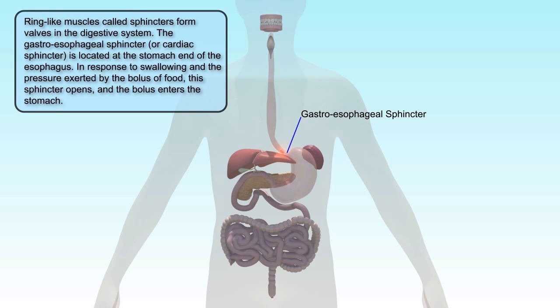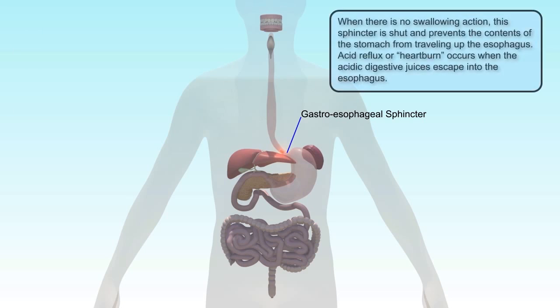Ring-like muscles called sphincters form valves in the digestive system. The gastroesophageal sphincter is located at the stomach end of the esophagus. In response to swallowing and the pressure exerted by the bolus of food, this sphincter opens and the bolus enters the stomach. When there is no swallowing action, this sphincter is shut and prevents the content of the stomach from traveling up the esophagus. An acid reflux occurs when the acidic digestive juices escape into the esophagus.